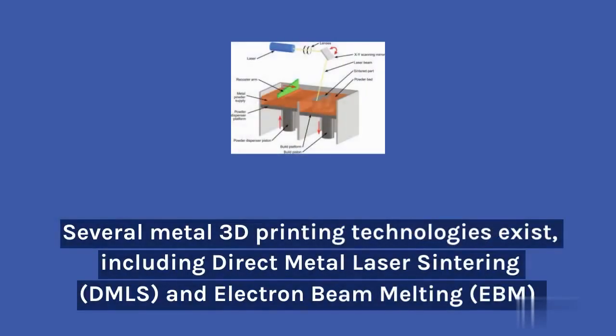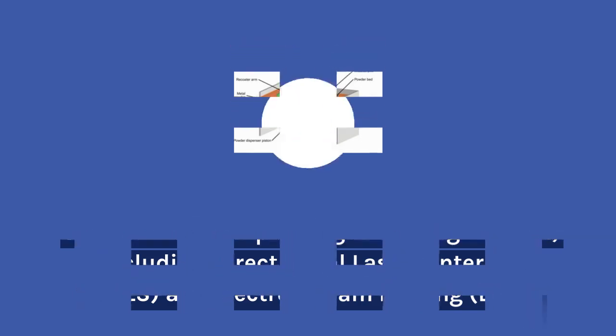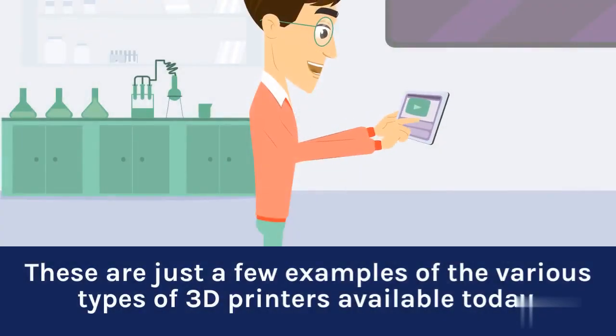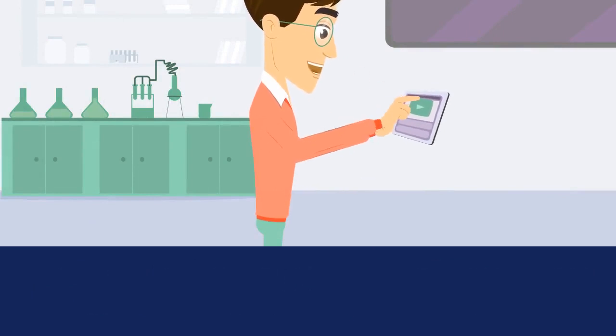Several metal 3D printing technologies exist, including direct metal laser sintering, DMLS, and electron beam melting, EBM. Each technology has its strengths, limitations, and specific applications, catering to a wide range of industries and user needs. These are just a few examples of the various types of 3D printers available today.